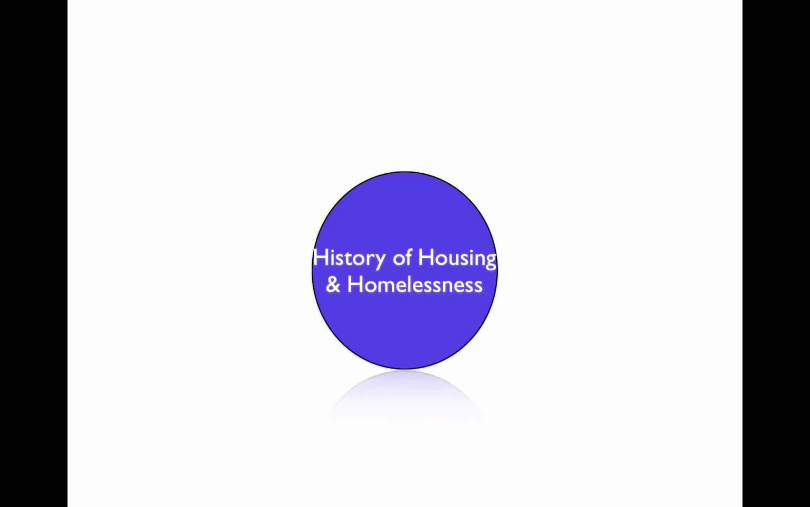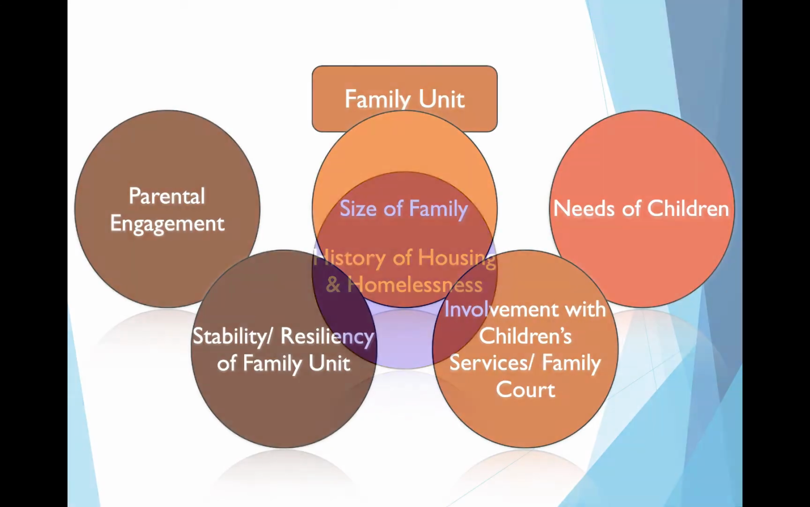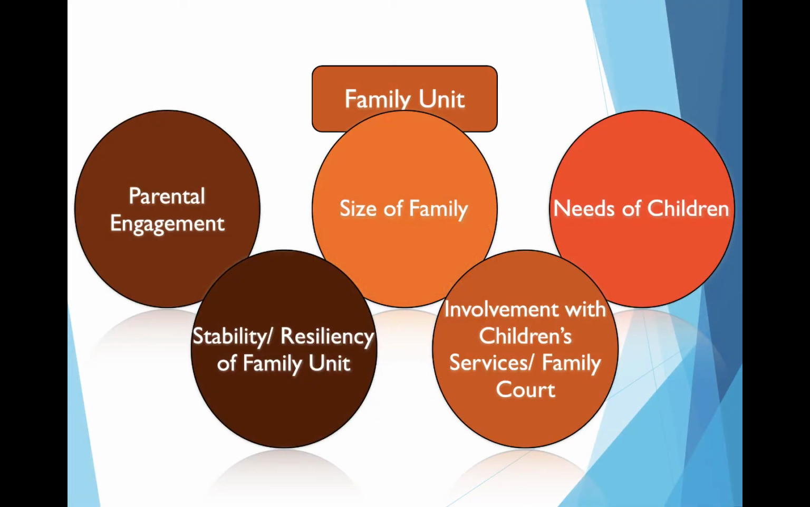And then the history of housing and homelessness is just that. They look at how long and how many times this person has been homeless. And then the family unit has these extra 5 domains within it: parental engagement, the size of the family, the needs of the children, the stability and resiliency of the family unit, and the involvement with children's services or family court.